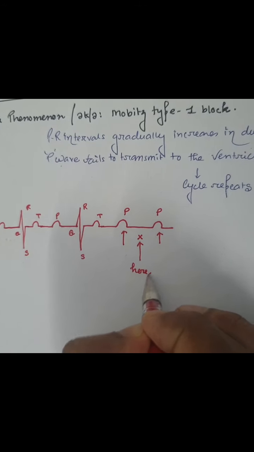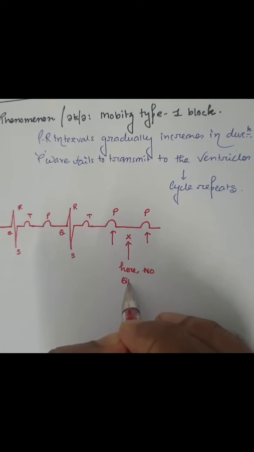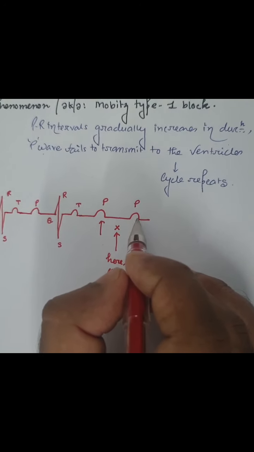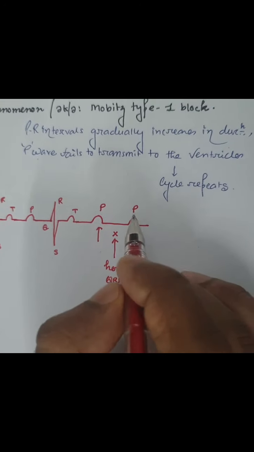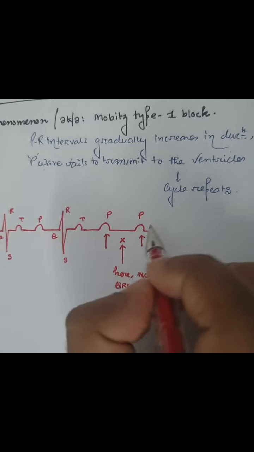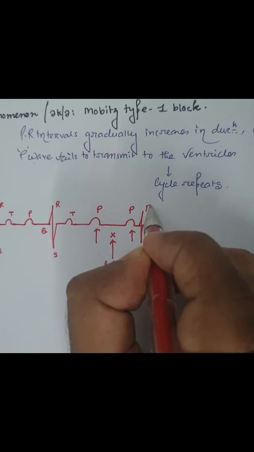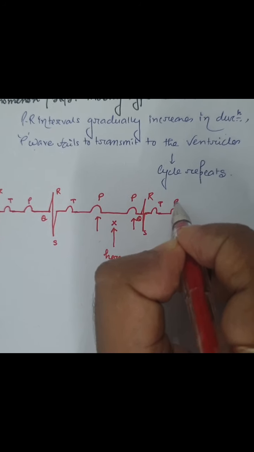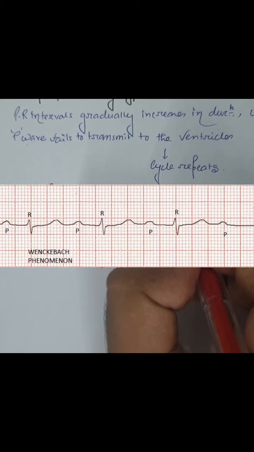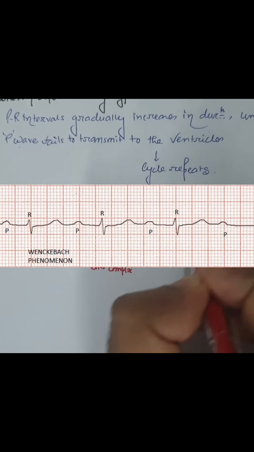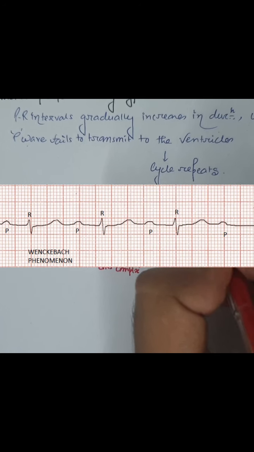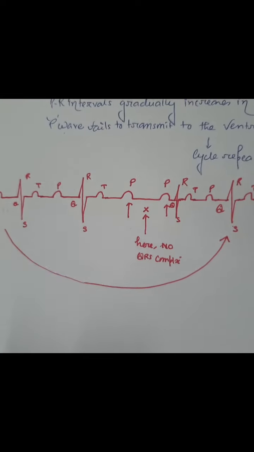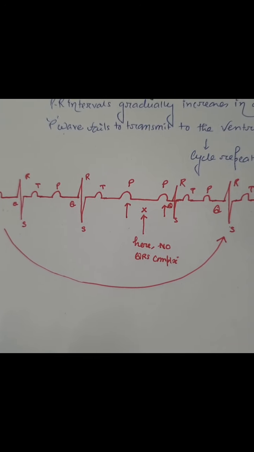Here, no QRS complex. So after a P wave, again consecutively, a second P wave appears and this cycle repeats. QRS complex, T wave, then again P wave, much more prolonged PR interval, QRS complex, T wave, and again so on. So this cycle repeats again and again like this. So this is known as the Wenckebach phenomenon.